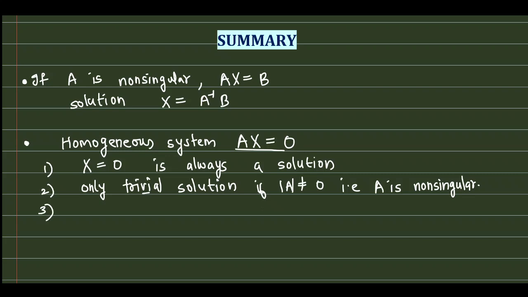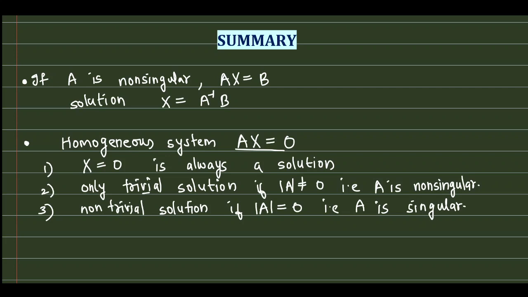Now, what about getting a non-trivial solution? To have a non-trivial solution means a solution other than x equal to 0. To get a non-trivial solution, we must have determinant of A equal to 0, that is, A is singular. So if the matrix A is singular, there will exist a non-trivial solution, that is, a solution other than 0.